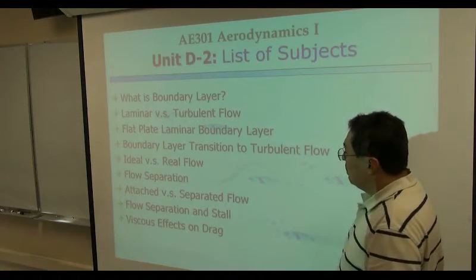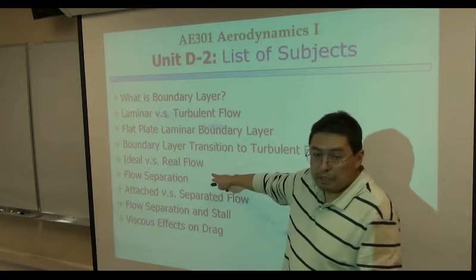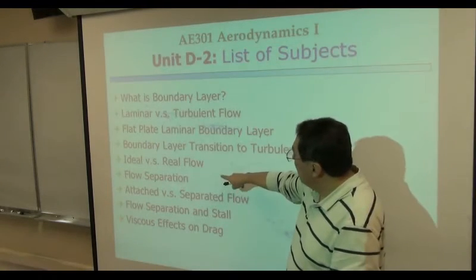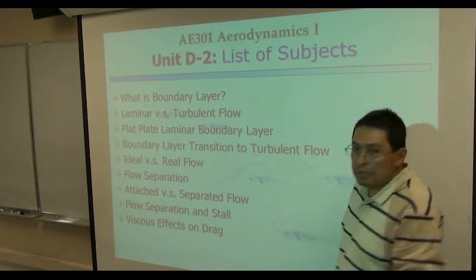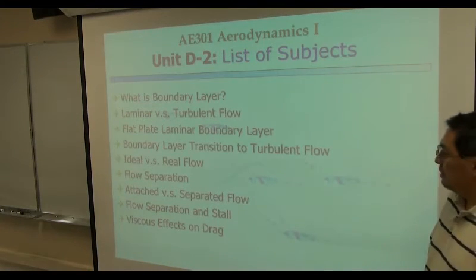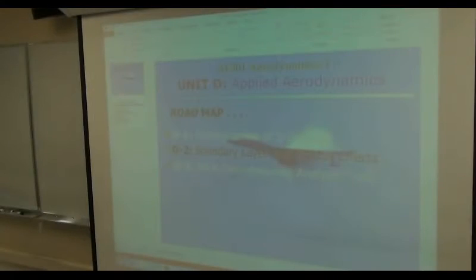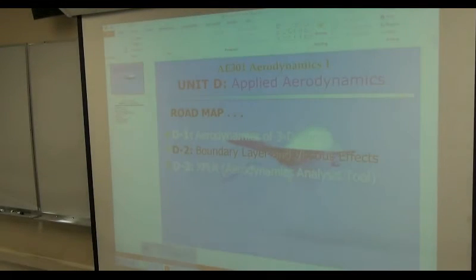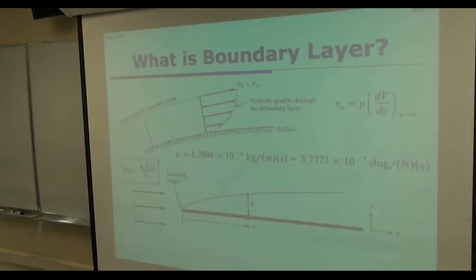And then we are going to try to understand what is really happening on an airplane, explaining from the viewpoint of the boundary layer. This is all about viscous effects on an airplane. So let's take a look at page 1. Let's begin with what a boundary layer is.